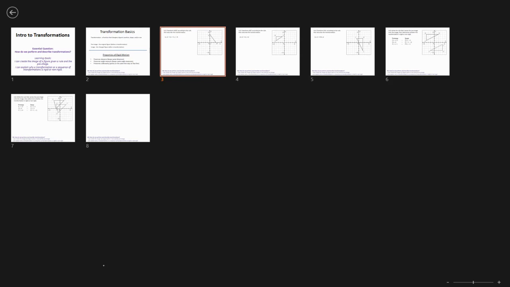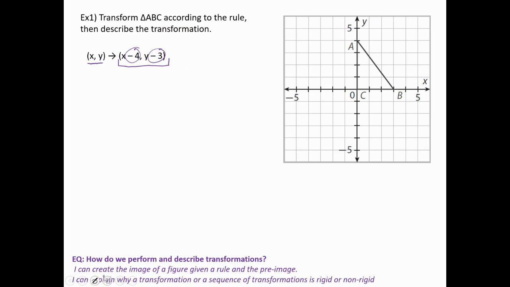Before we can do any of that, I'm going to have us jot down the ordered pairs. Point A is at (0, 4). Point B is at (3, 0), over 3, up 0. And point C is at (0, 0).